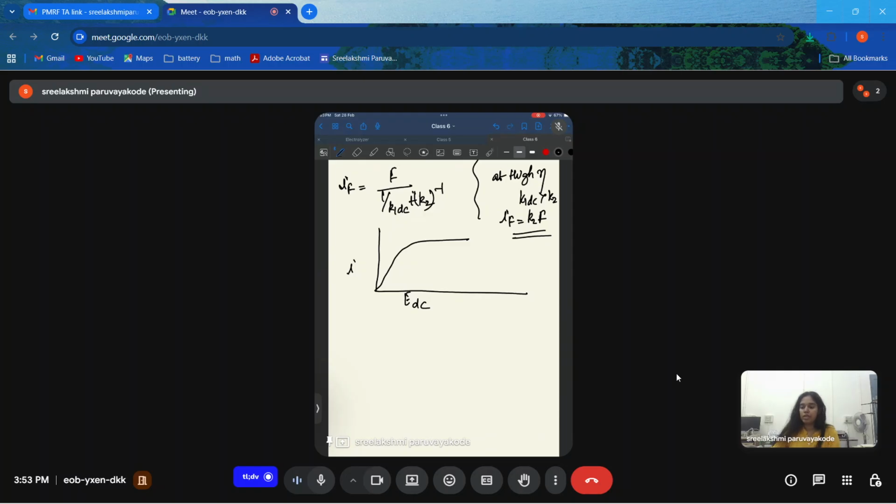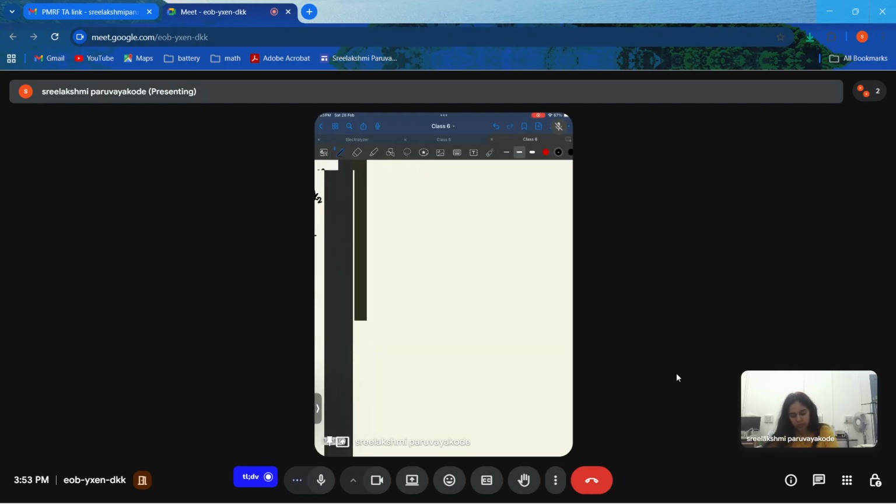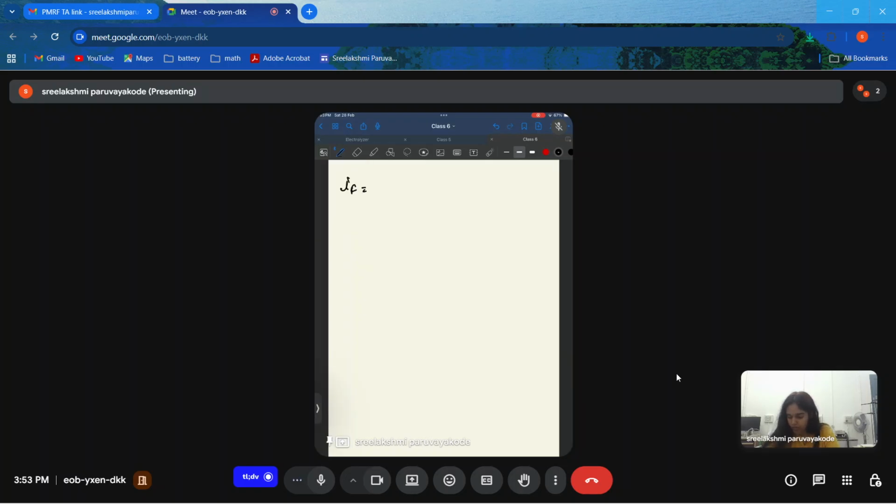Now we know how to do linearization. So now the next step is to find out the impedance. How do we do that? Let's write the equation. IF equal to F into K1 (1 minus theta) minus K2 theta. This is the equation.